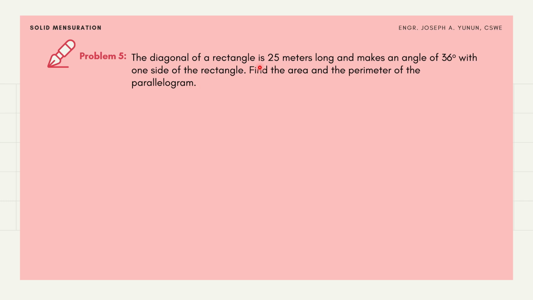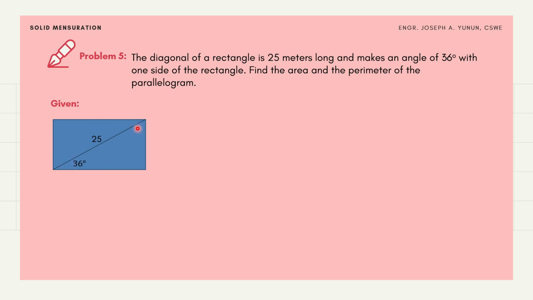So based on the given, you have the diagonal and an angle that it makes with one of the sides of the rectangle. Those are the given, and you need to determine the area and the perimeter of the parallelogram. This is a rectangle, and that is under a parallelogram. The length of the diagonal is 25 meters, and then one of the bases, so one of the sides.